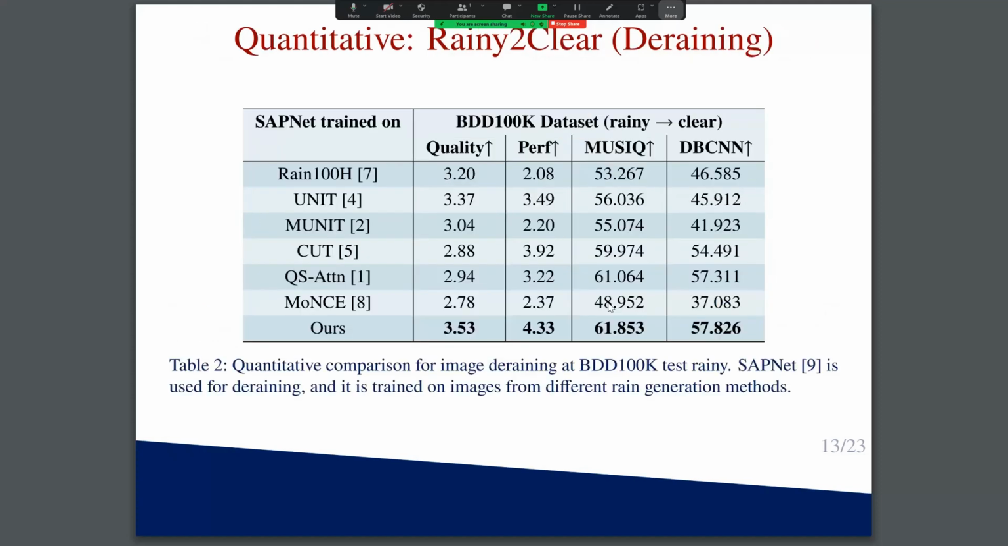We also show the opposite direction, rain to clear, or deraining. Here we train the model SAPNet upon the generated rain images from different methods, including ours. Then we tested the trained SAPNet model on the BDD100K rain images. We noticed that our generated rain images lead to the best deraining performance, which is reflected by user study scores, quality and performance, and also non-reference image quality scores, MUSIQ and DBCNN.